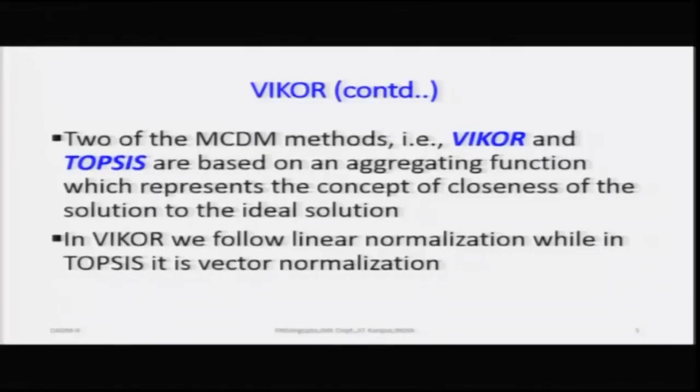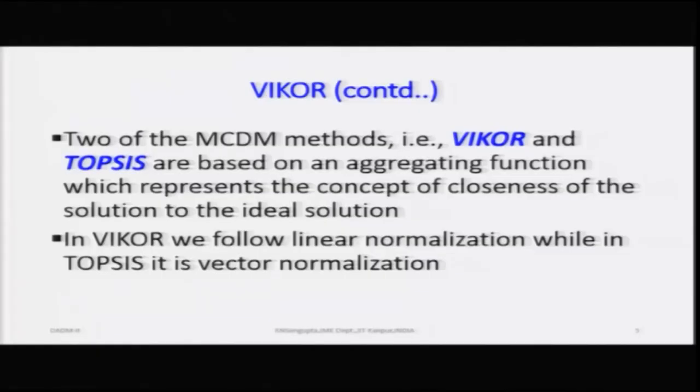And you will try to find the ratio of Si minus divided by Si minus plus Si plus. That is one way, and another can be Si plus in the numerator divided by Si plus plus Si minus. So, when you consider those, they are basically aggregating the characteristics of the functions, which represent the concept of closeness of the solution to the ideal solution. Closeness and how far it is would give you some concept. When you consider the concordance, it will give you the closeness. When you consider the discordance, it will give you how far it is.